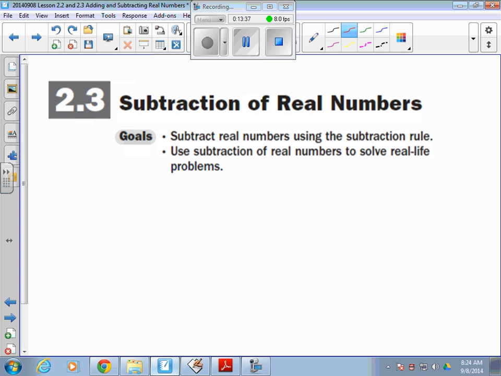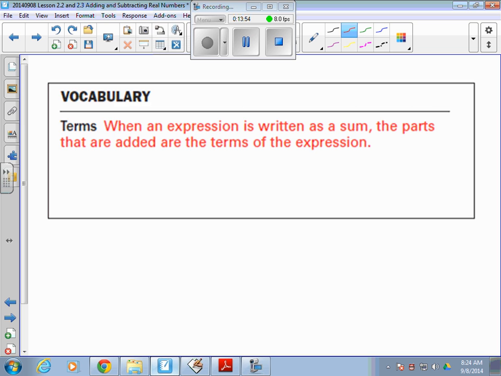Okay, when we continue on to section 2.3, go ahead and continue there. It begins on page 79 in the text. We're subtracting real numbers using the subtraction rule, and we're subtracting real numbers to solve real life type problems. There's a definition for you first. It says when an expression is written as a sum, the parts that are added are the terms of the expression. The reason you change subtraction to addition is so that we can follow the exact same rules that we just used in section 2.2.